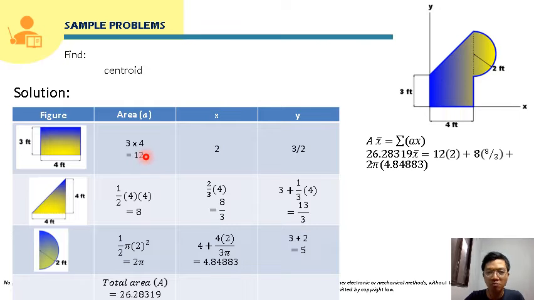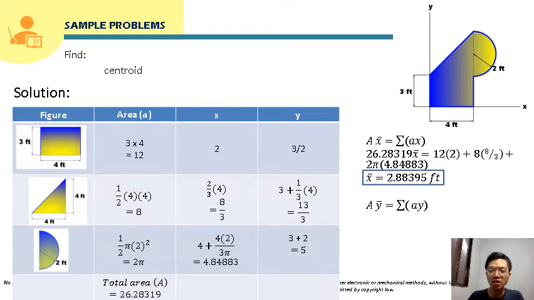So this will be 12 times 2 plus 8 times 8/3 plus 2 pi times 4.84883. Okay, so solving for x bar, we will just divide both sides by the total area. So this will be 2.88395. So again, don't forget to include the unit. So the unit for this is feet. So you can already box that.